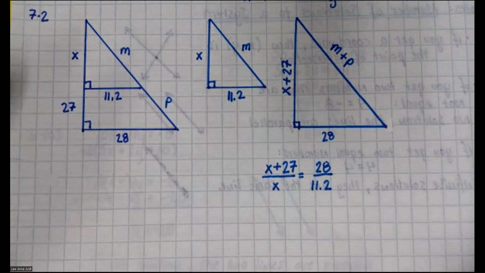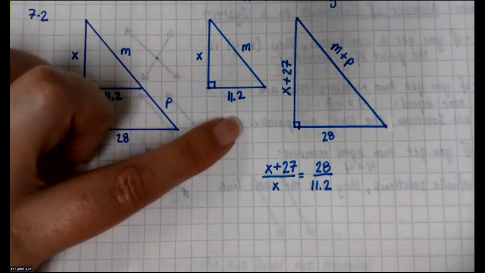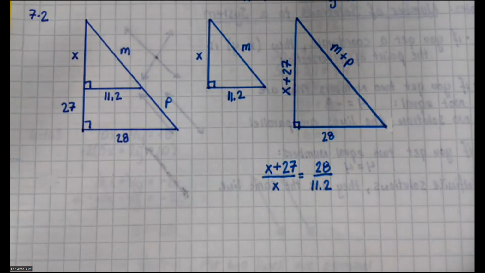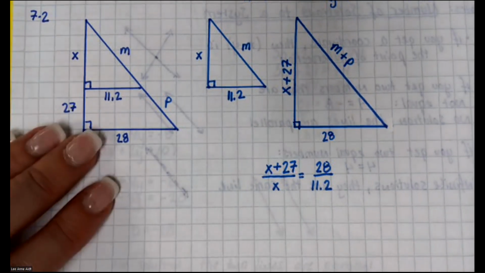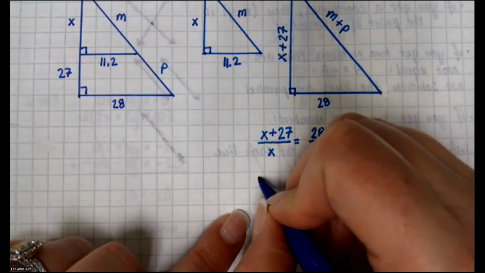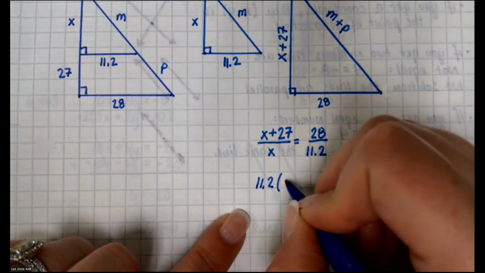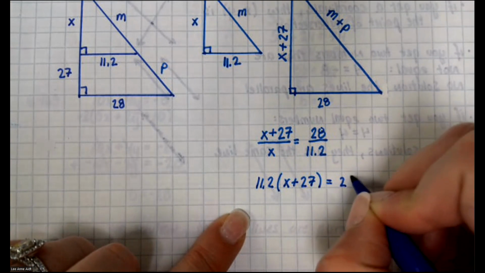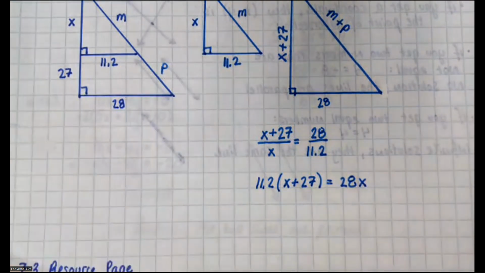You know what else would get me the same answer? X over 11.2 equals x plus 27 over 28. Just as long as you're going in the same order consistently each time, you'll get the same answer. Okay, now cross multiply. 11.2 times x plus 27 equals 28x.